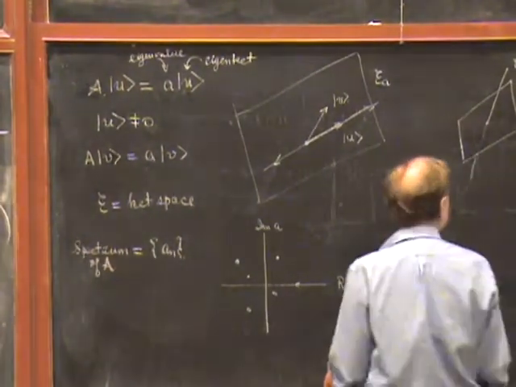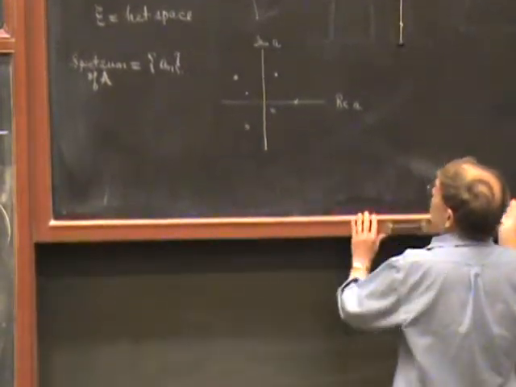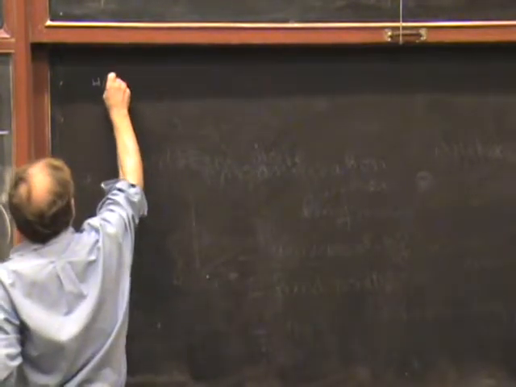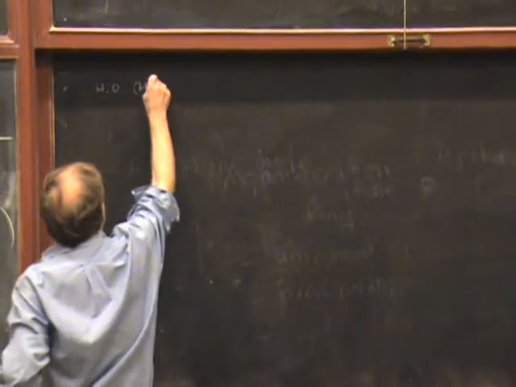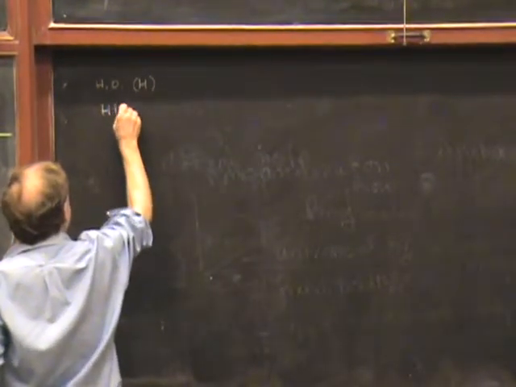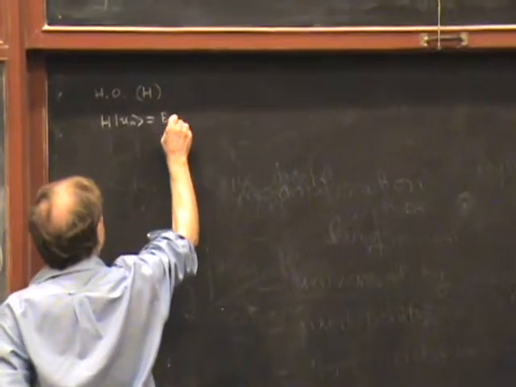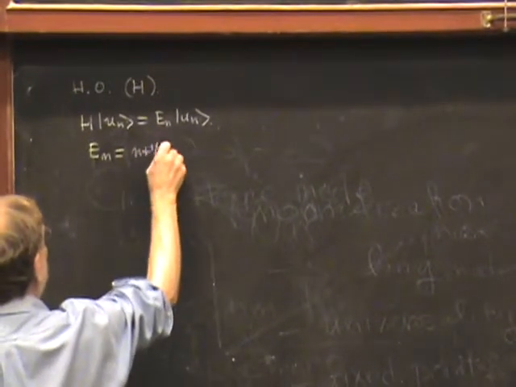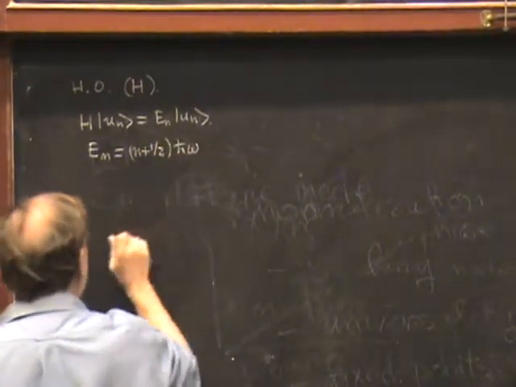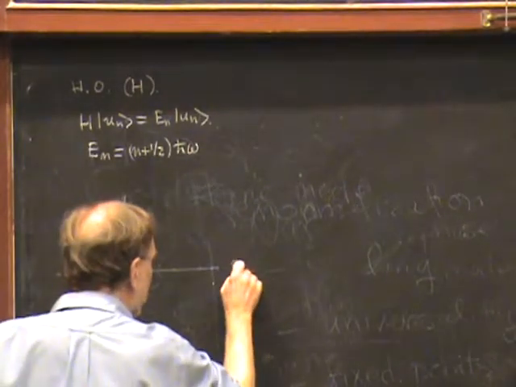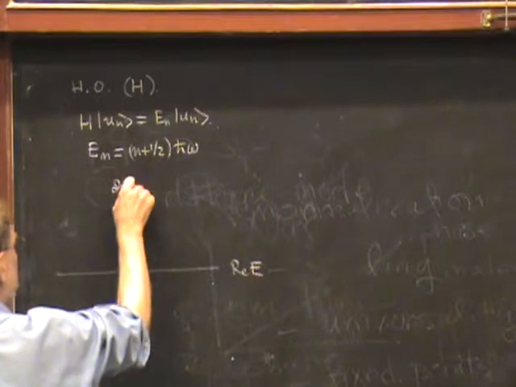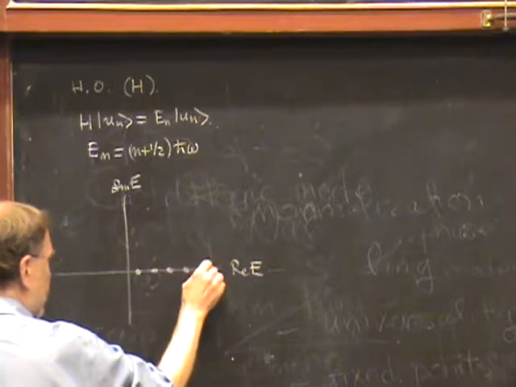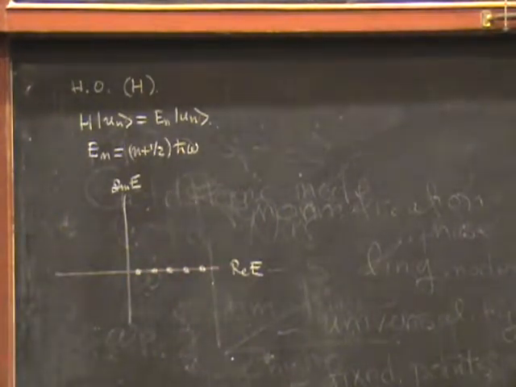Let me give you some examples of spectra of operators coming from quantum mechanics. Let's first of all talk about the harmonic oscillator Hamiltonian. So let's write H acting on u_n gives us E_n u_n. And as you all know, the energy eigenvalues are equal to (n plus a half) h bar omega. And so for the spectrum, we have to look in the complex energy plane. There's real energy, imaginary energy. The spectrum consists of points at 1/2, 3/2, 5/2, 7/2, and so on. As you see, it's a discrete spectrum, and it's on the real axis.